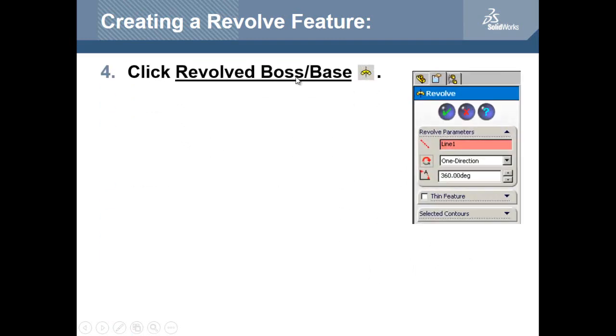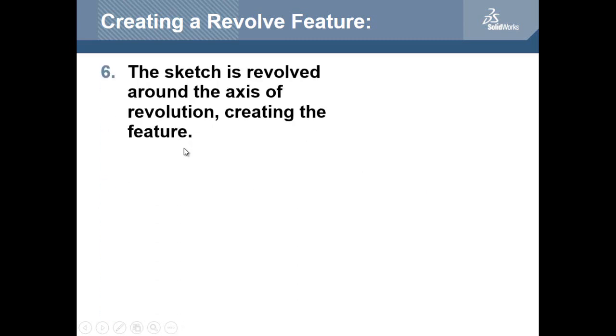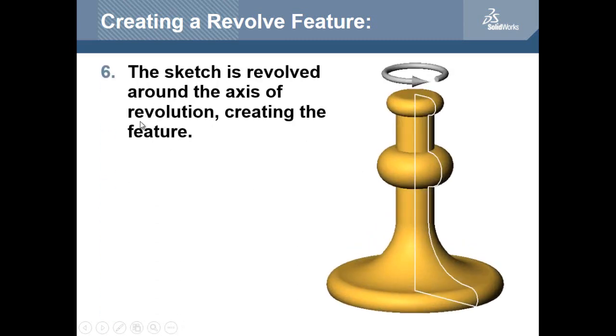You click the revolved boss base. So you pick your line, be a center line. It probably wouldn't be line 1, but it could be line 1. Specify the angle of rotation, so we're going to have it at 360 degrees. The sketch is revolved around the axis of revolution, creating this feature. So here was our original profile, and then as it was revolved around, it creates this round base feature.